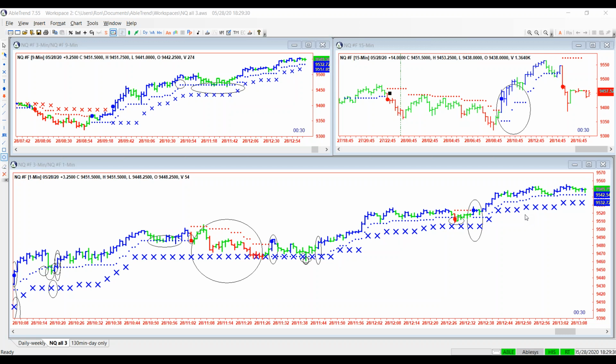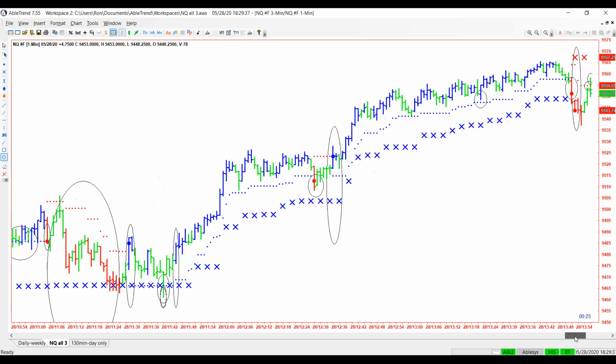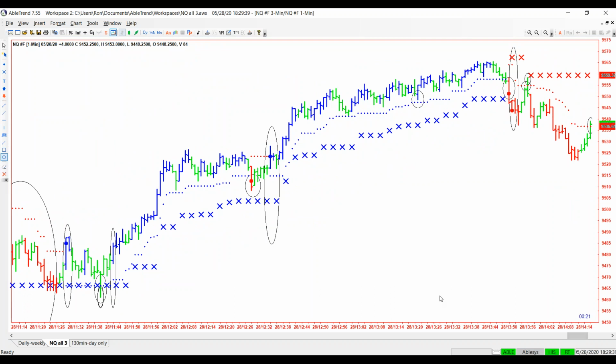Why did you not take the sweet spot at 1357? Let me go back to 1357. Because the bar was green. That's why we didn't take that.